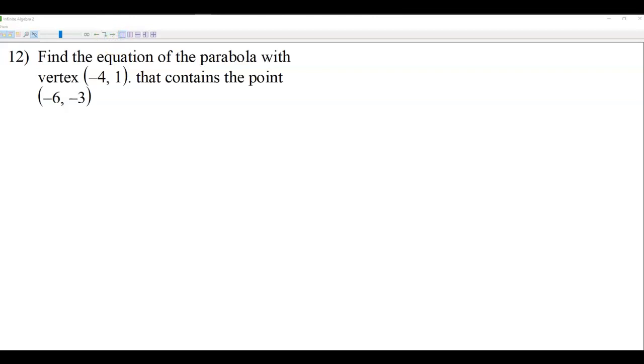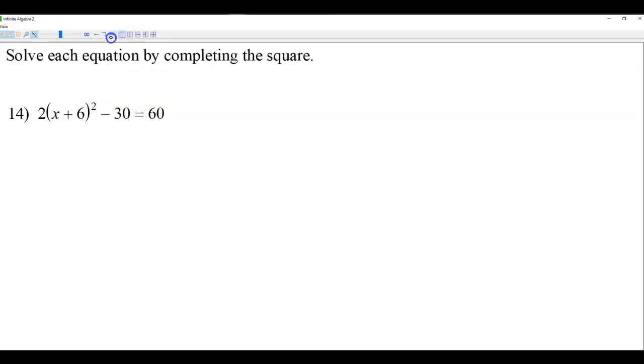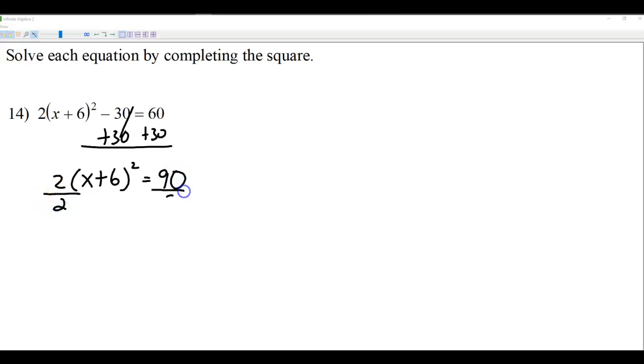All right, let's go ahead and take a look at number 14. I'm going to solve this equation. I'm going to add 30 first. You get rid of the number outside the parenthesis first. Do your addition or subtraction if you have any. So I did that. The next thing is to do your division if you have any. Once all the numbers that are outside of the square root are gone, you're ready to take a square root.